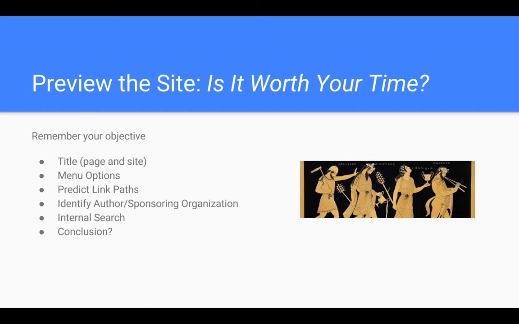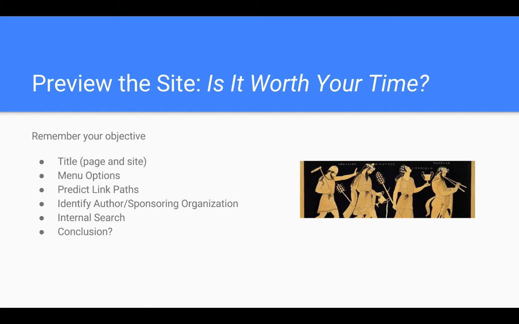This is kind of a list of things or skills to look at and use when you look at an actual website. The first thing you want to do is look at the title of both the page and the site, and consider, are they relevant? Is this really what you wanted? Then look at the menu options. Does it give you options to go to different parts of the site that would still be helpful to you?